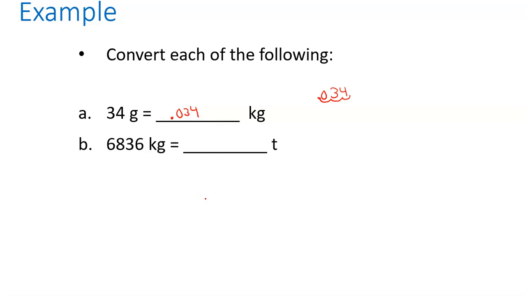All right, what if you're working the other direction? What if you were going from kilograms to tons? Now remember, in a metric ton, there are 1,000 kilograms. So you would divide by 1,000, moving that decimal point 1, 2, 3 places to the left, and you'll get 6.836 metric tons is the equivalent of 6,800 kilograms.